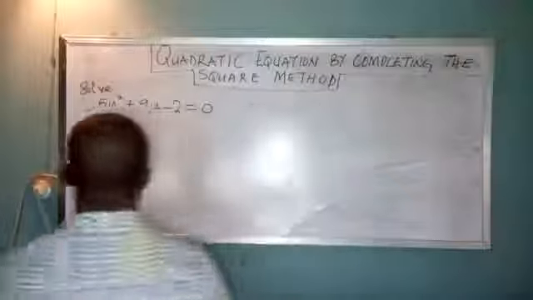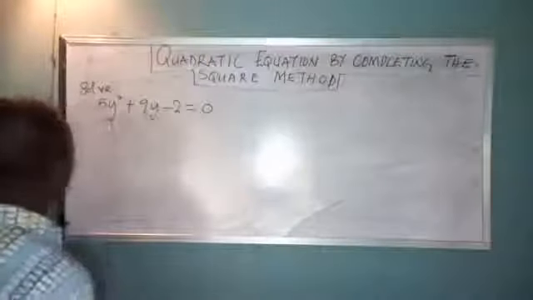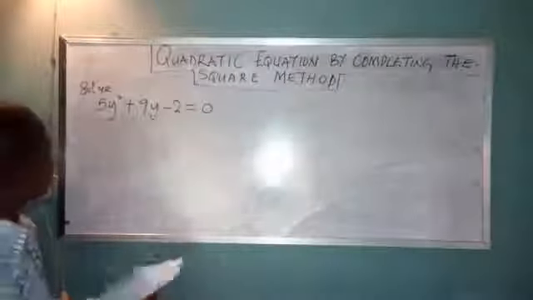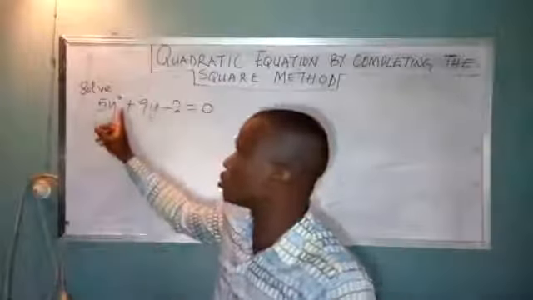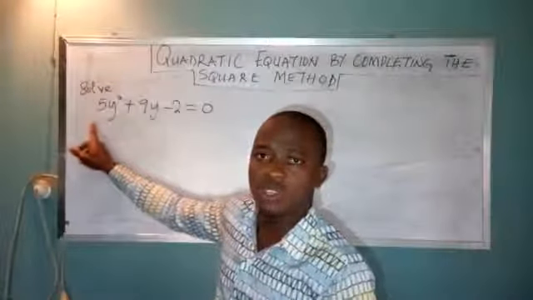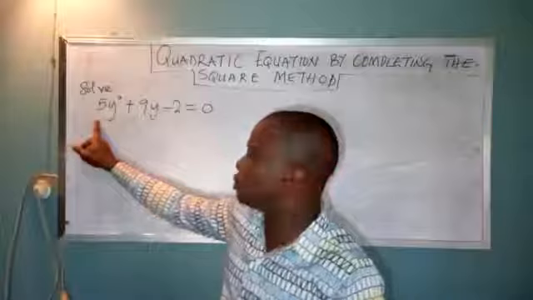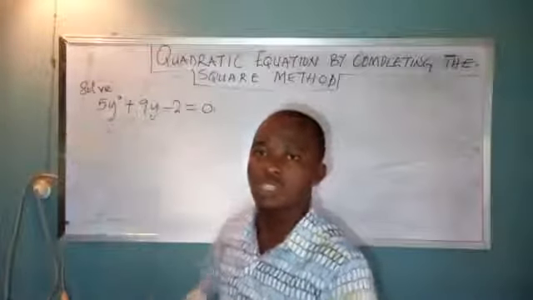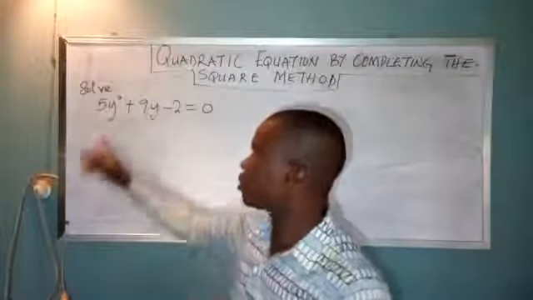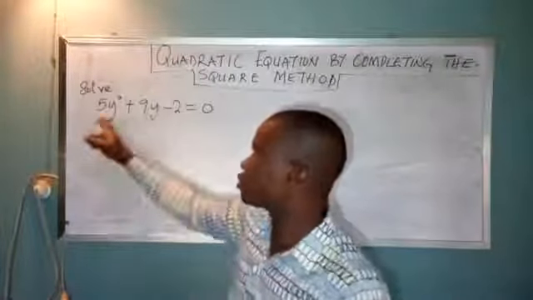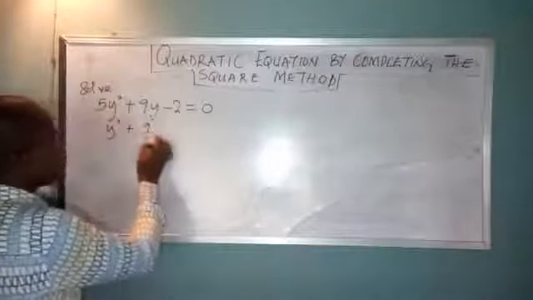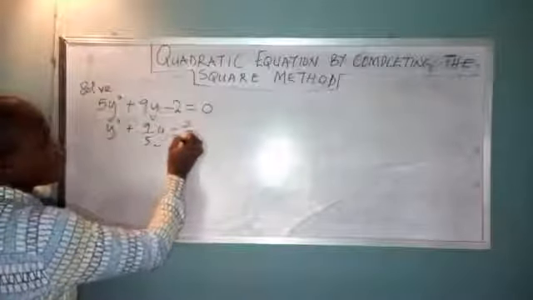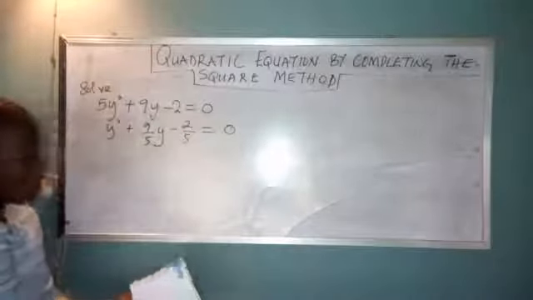So if you want to do this by completing the square method, how are you going to do it? You can see the variable having the highest power, 2, has a coefficient of 5. Therefore, you make sure that the coefficient of this is unity, that is 1. So you divide through by 5. Divided through by 5, we have y squared plus 9 over 5y minus 2 over 5 equals 0. Can you see that?